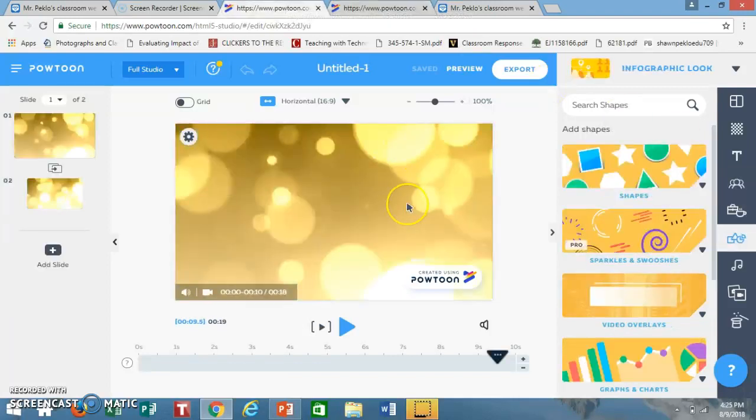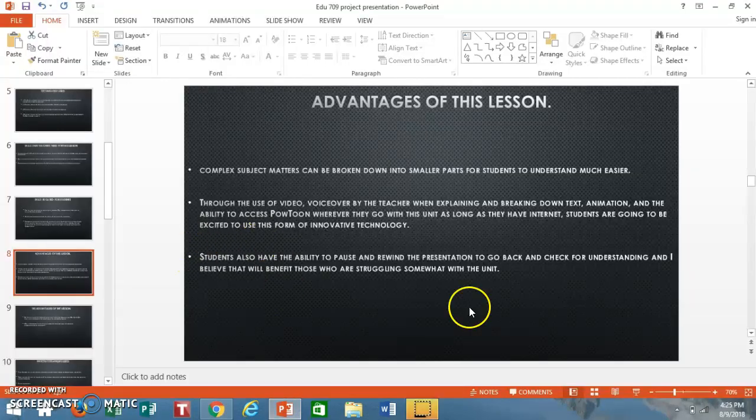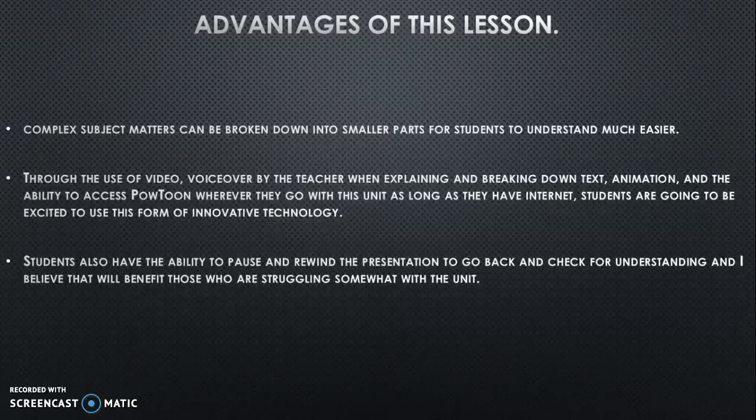So here's an example, just the background that I created for this one. As I said, each day will consist of 2 amendments that they will be learning about. And as I jump back to my advantages and disadvantages for this lesson, complex subject matters can be broken down into smaller parts for students to understand much easier, that being the Bill of Rights. The voiceover by me, I can explain and break down text a lot easier.